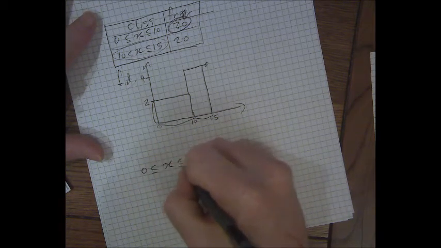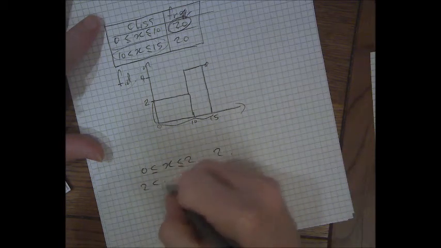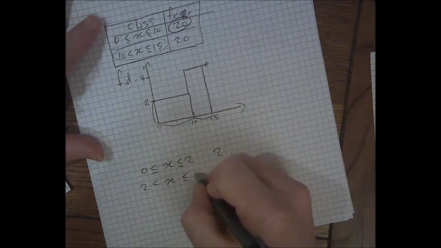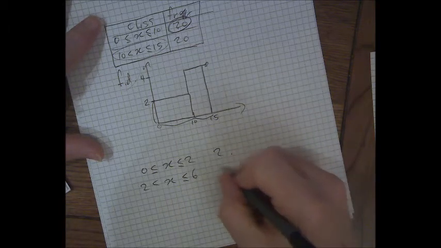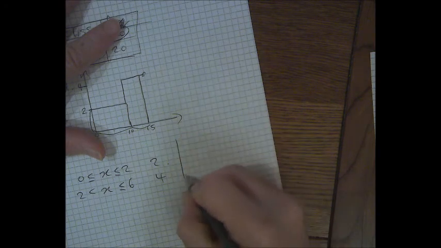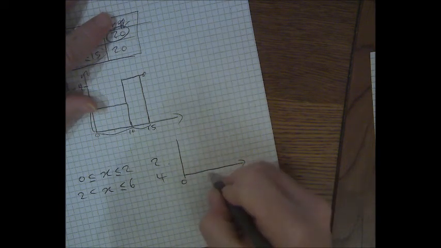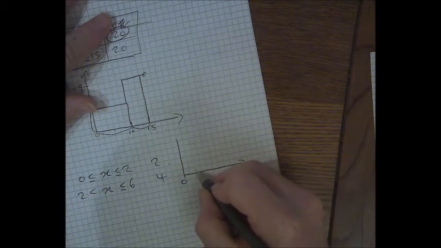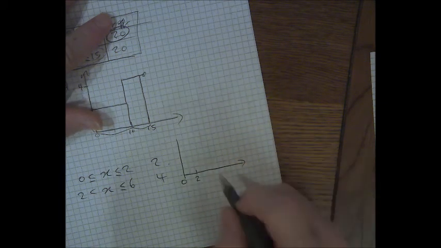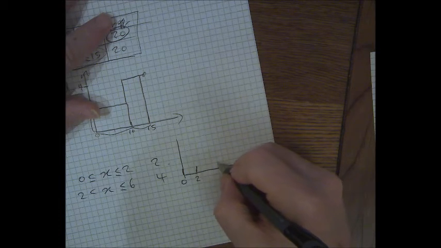Between 0 and 2, we're going to have, say, 2 numbers. Between 2 and 6, we're going to have, let's say, 4 numbers. Okay, so here are my tree stumps. Between 0 and 2, and between 2 and 6.